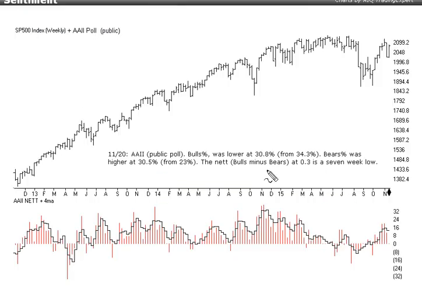Just before we look at the Forex to finish, we'll quickly look at the sentiment indicators. This is the public poll from AAII this week. Bulls percent this week was lower at 30.8, and bears percent was higher at 30.5. That's quite a jump in the percentage of bears this week, from 23% to 30.5. So the net, the bulls minus bears, at 0.3 is a 7-week low. This tiny little histogram bar is close to 0. I don't think this indicator is offering much useful information at the moment, pretty much neutral.